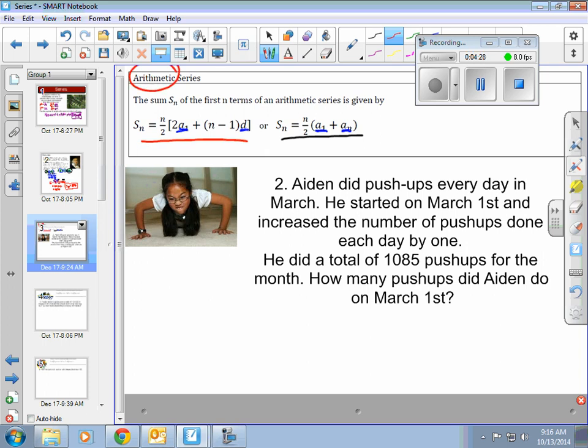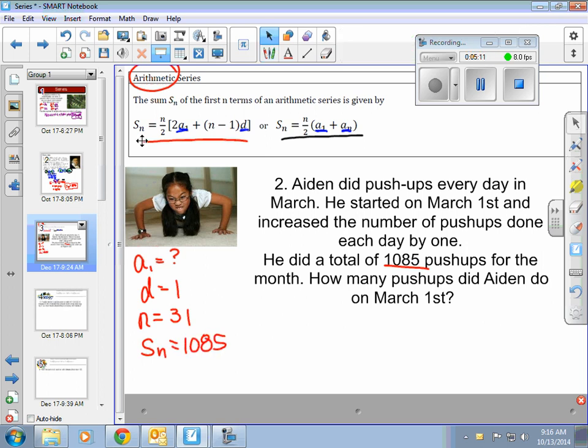What I would take note of is, what is my first term? On the first day, we don't know how many. That's what we want to know. So we're not sure what our first term is. We do know the common difference, though. Every day we are adding 1. And then n. Do we know how many days it is? In March, there are 31 days, so my n is 31. Since I have my common difference, I'm going to use the formula to the left up top here. Also, another piece of information that I know is that my sum S sub n is 1085.